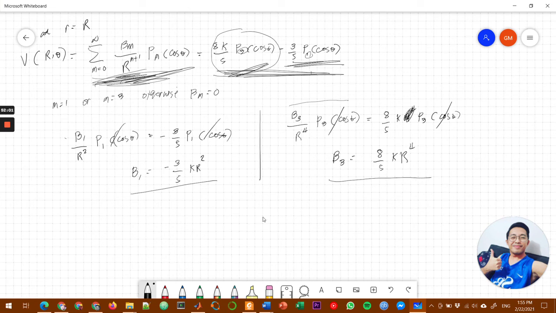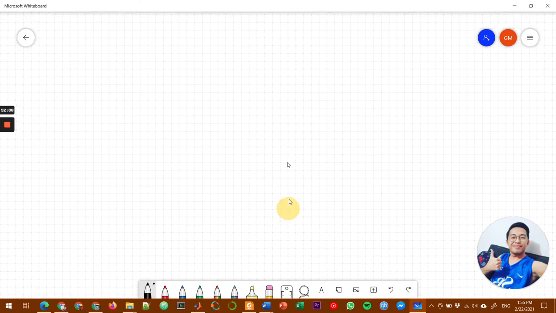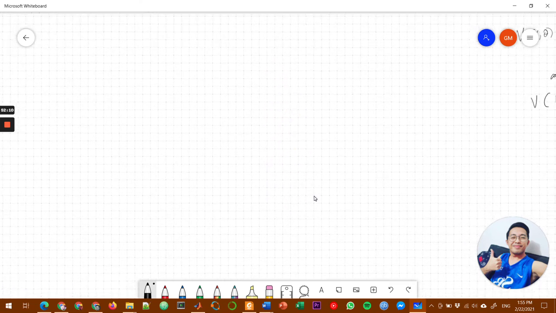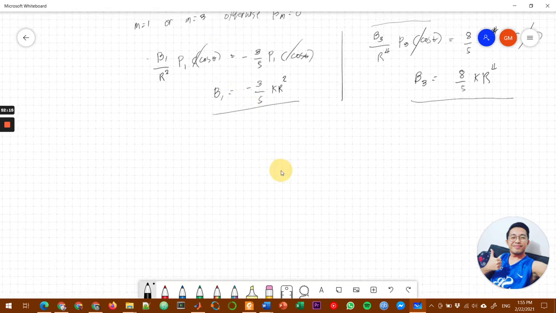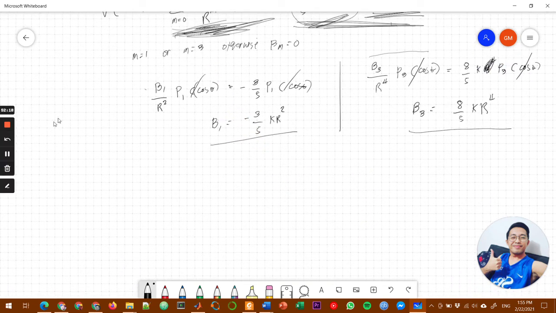So we have the constants B1 and B3. So we can now calculate the potential. So this is just negative 3 over 5, negative 3 over 5 k R squared over r squared, P1.